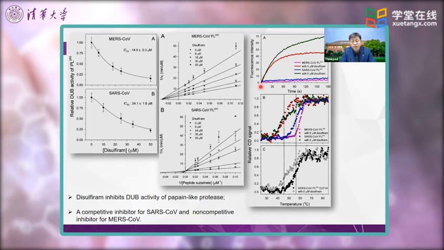This drug can inhibit the DUB activity of PL protease. For SARS coronavirus, it works as a competitive inhibitor. In contrast, for MERS coronavirus, it can work as a non-competitive inhibitor.